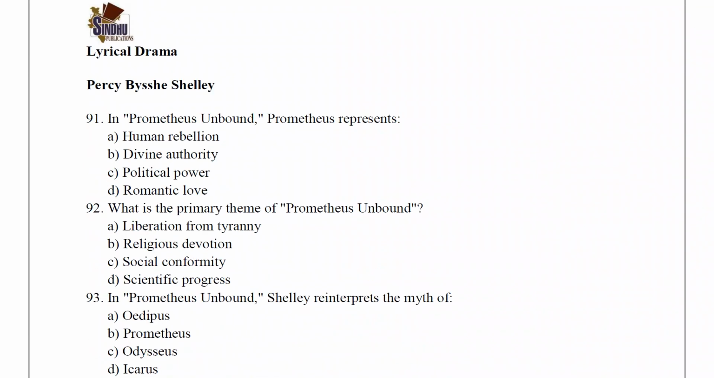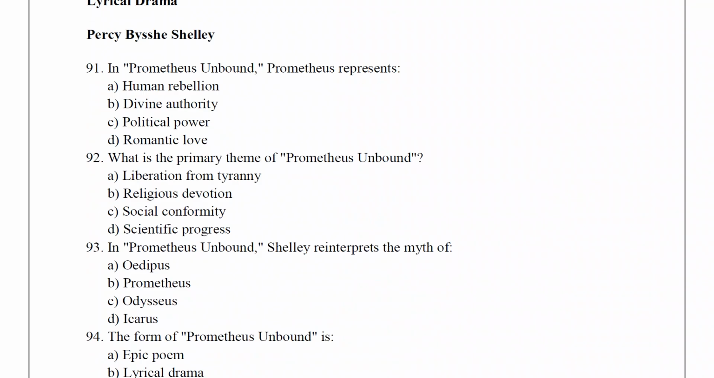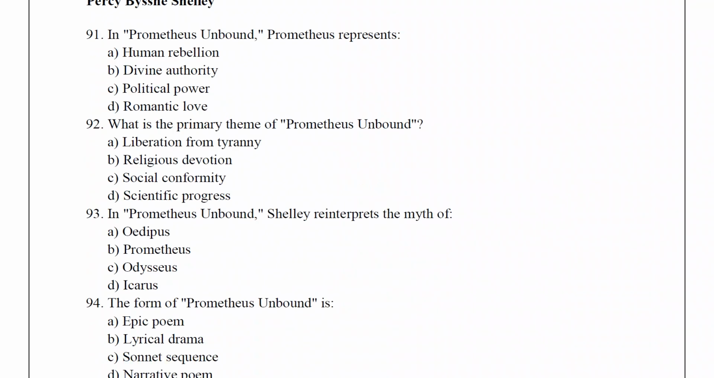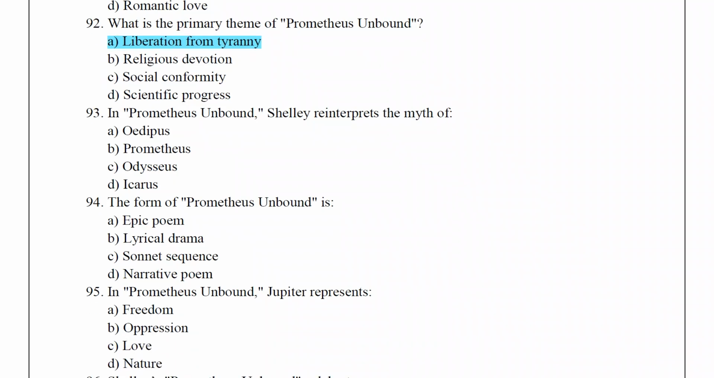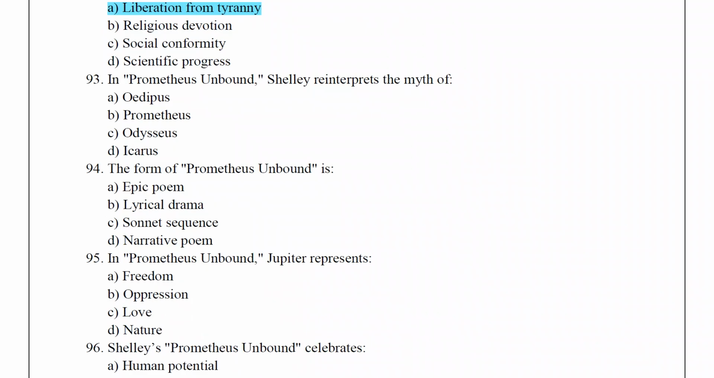Next, the last topic, lyrical drama, Prometheus Unbound by P. B. Shelley. In Prometheus Unbound, Prometheus represents human rebellion. What is the primary theme of Prometheus Unbound? Liberation from tyranny. In Prometheus Unbound, Shelley reinterprets the myth of Prometheus.